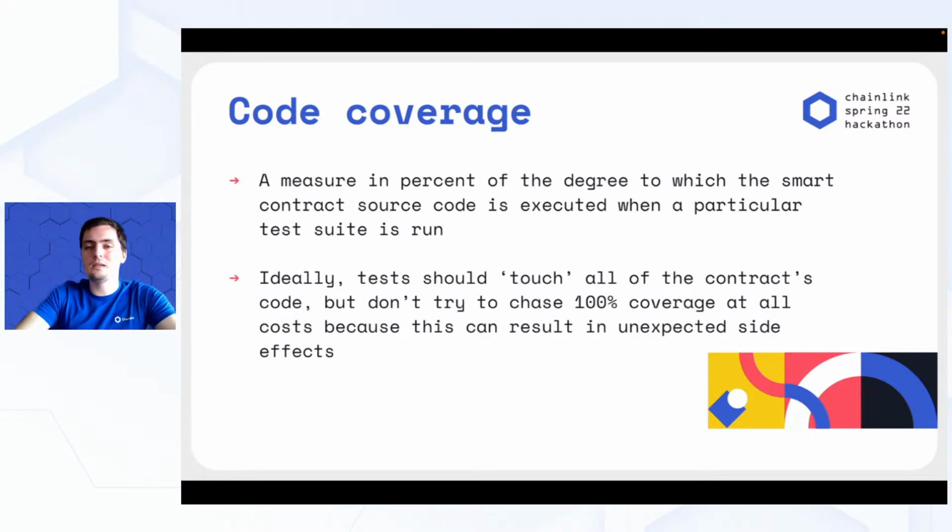Because in some cases, maybe you'll have 99% and you want to finally reach 100%, and maybe you'll change something in your smart contract logic, or adjust some tests to reach that famous 100% coverage, and that can result in some unexpected side effect or bug. So 90+% is okay, ideal is 100%, but don't chase that 100% in every case, right?